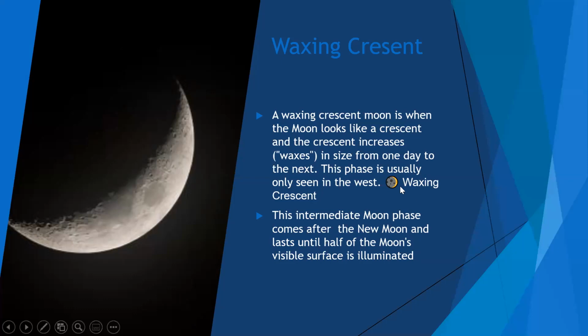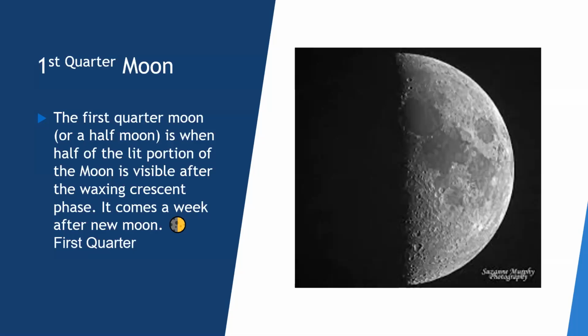This is an example of a waxing crescent, which is very similar to this. This is an actual picture of the moon showing a waxing crescent. So the moon is reflecting this part of light from the sun. Then this part of the moon here is not receiving any light from the sun.